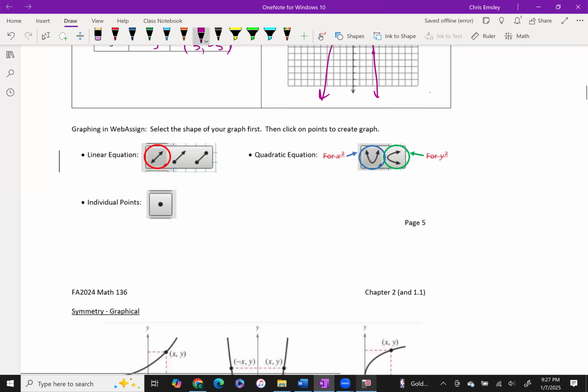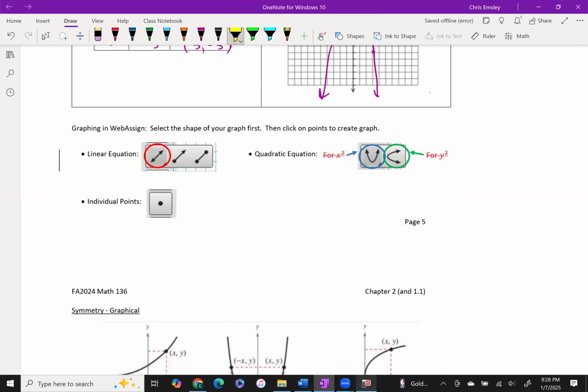Now, when you get into WebAssign, when you do these graphs, listen carefully. You need to do this. The first thing you have to do is select the shape of your graph. There are a couple buttons down the side of the graph. If you have a linear equation, that means there's an x variable, but it's not squared. It's just a plain old x. That means we're going to pick this double arrow right here. You have to click on this straight line button once, and then you'll see these three choices, and then you click again on the one with the double arrows. That is for a linear equation.